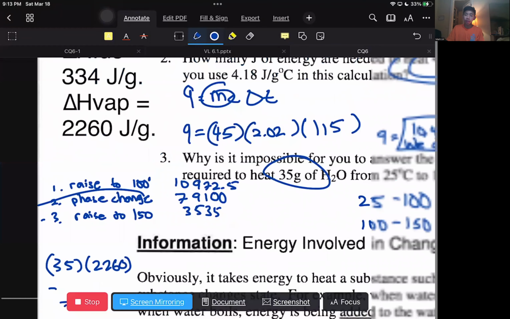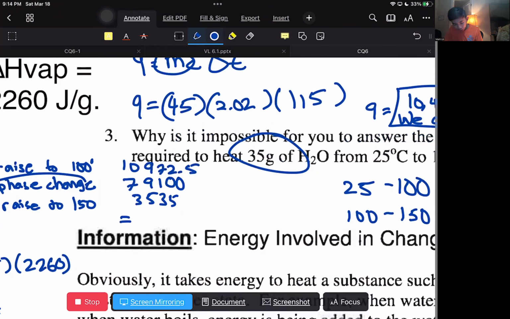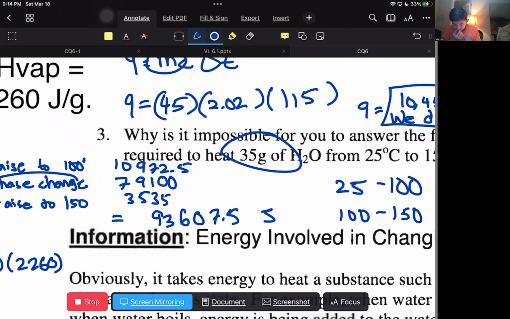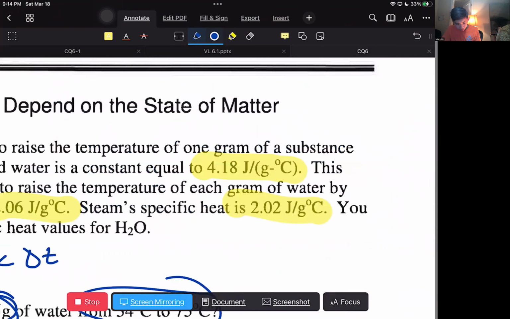In order to find the total amount of energy, we just add up all these numbers: 10,972.5 plus 79,100 plus 3535. You should get 93,607.5. Oh wait, no. I did something wrong.